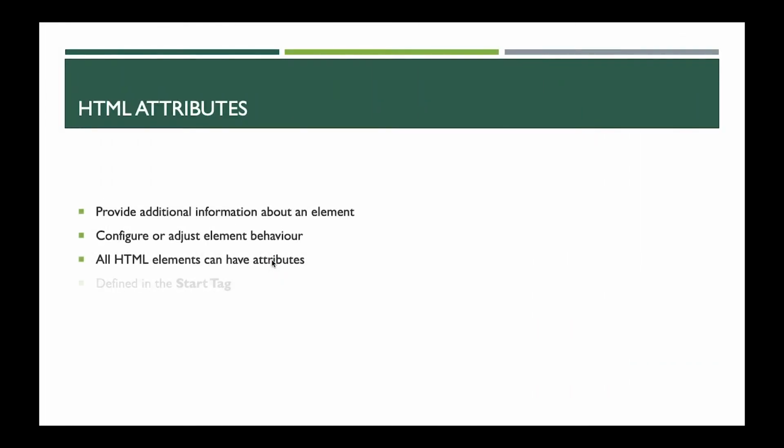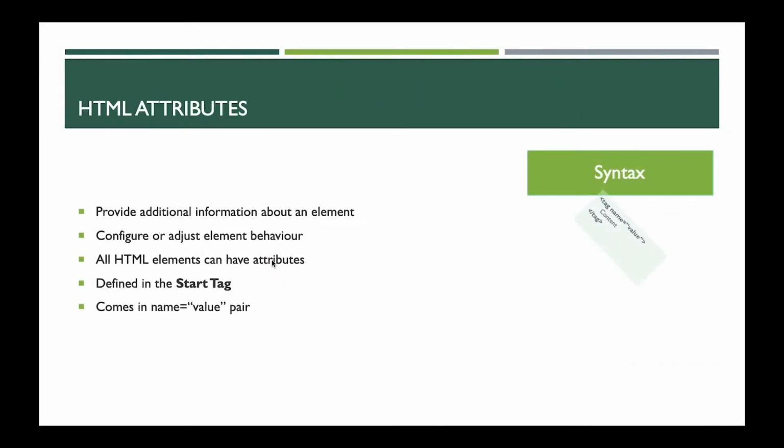The attributes in HTML provide additional information about an element. They are basically used to configure or adjust element behavior so that we can achieve different outcomes. In HTML, all elements can have an attribute. And these attributes are defined in the start tag, which usually comes in name and value pairs. There are some attributes in HTML that do not have an associated value or cannot have an associated value, therefore they just have a name.